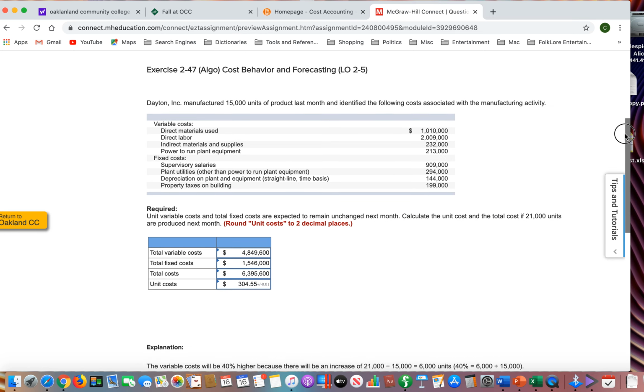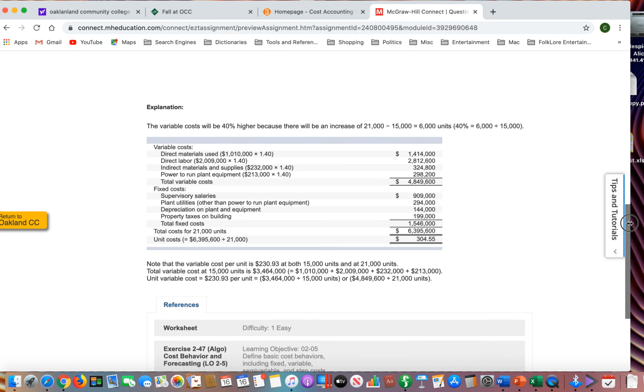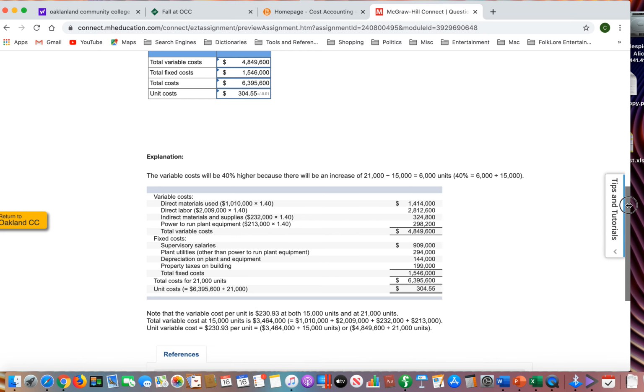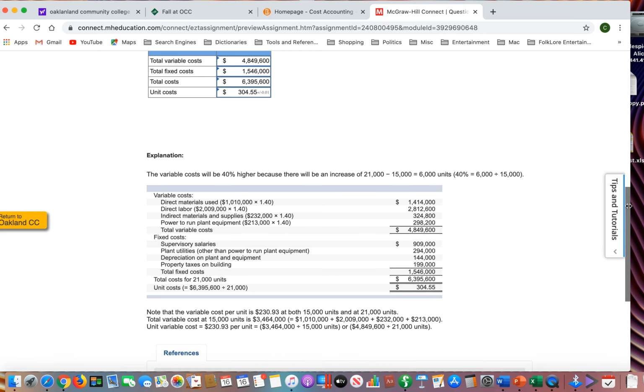And of course, here it is down here too. I guess I need to show you this too. They simply multiply each one of them by 40%. It's the same as adding them all together and then multiplying by 1.4. Either way is fine. You want to do it step by step or just do it in the aggregate, that's fine. And of course, this is your fixed cost. So total cost is the sum of this and that, which gives you this 6.395 million, and divide by 21,000 units.